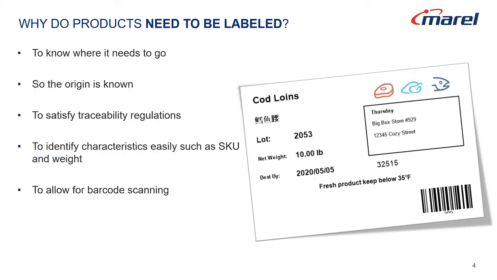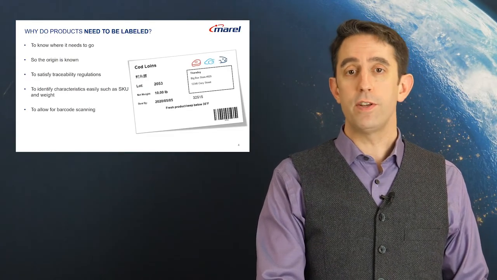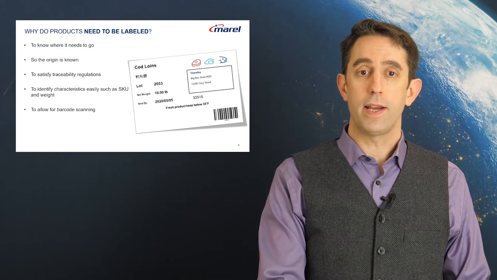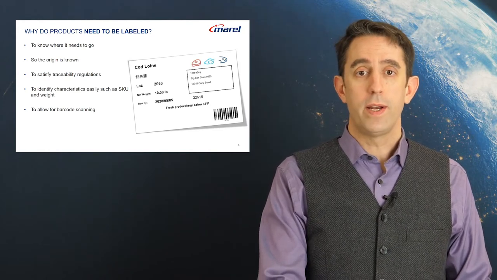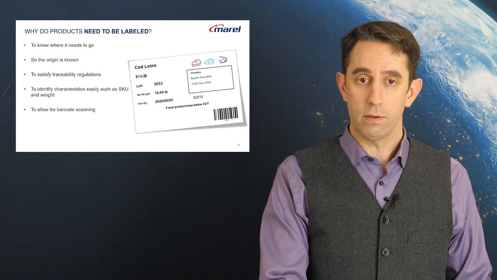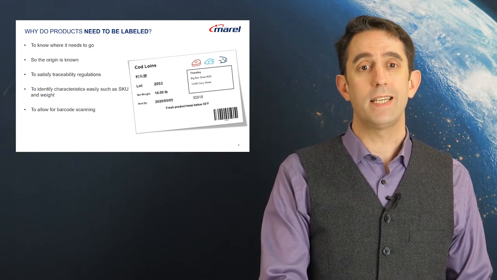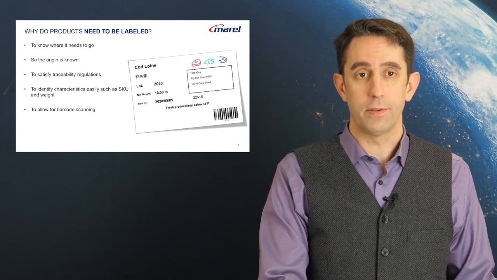There are many reasons for needing to mark or identify products, as you can see here. At the end of the day, we need to guarantee that the product gets through the facility and satisfies regulations. We need to ensure that the product being sold goes to the correct destination. It's also important that the customer can easily identify what the product is.